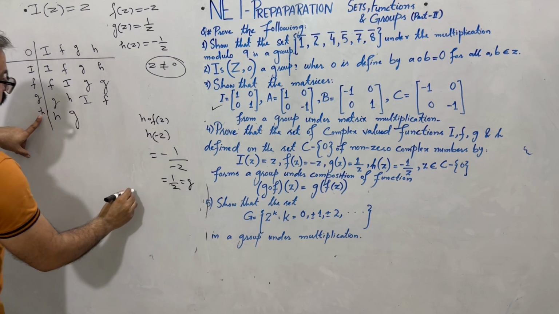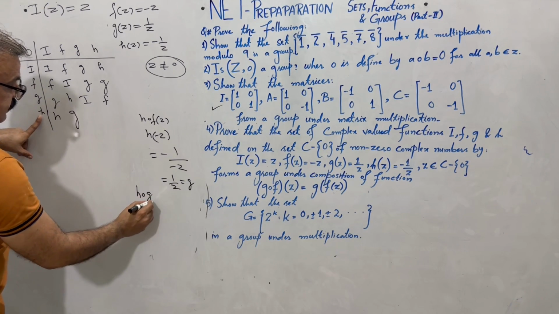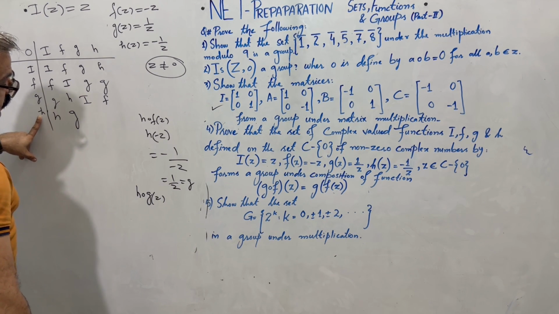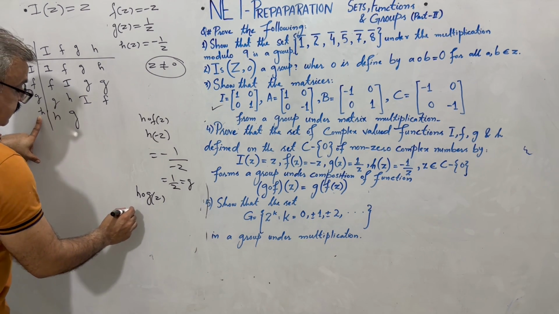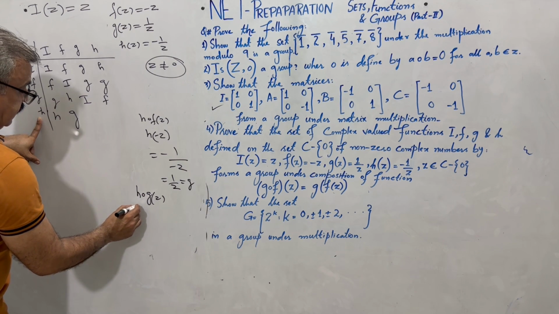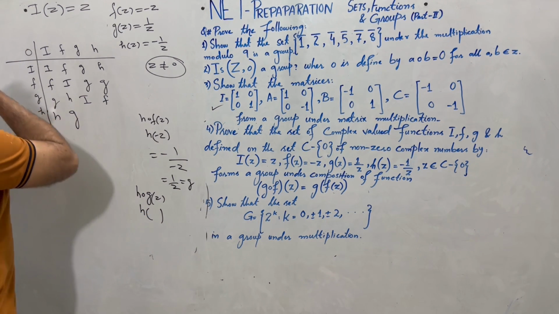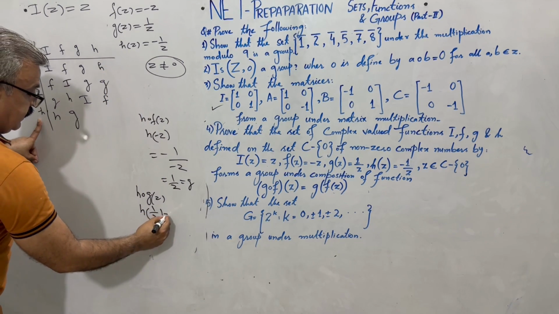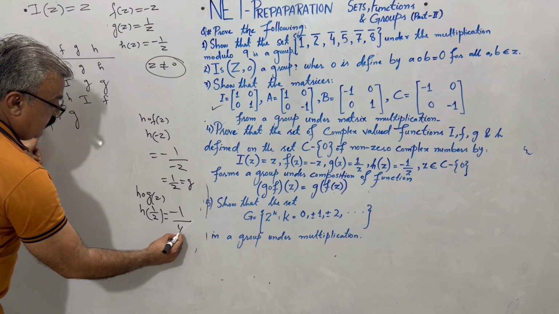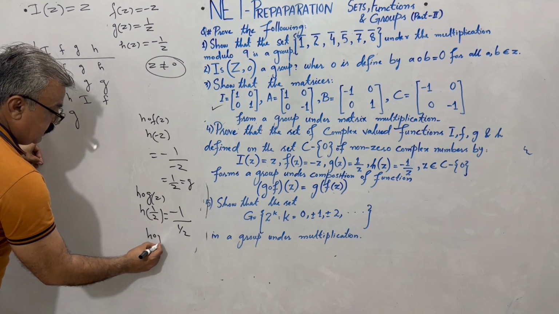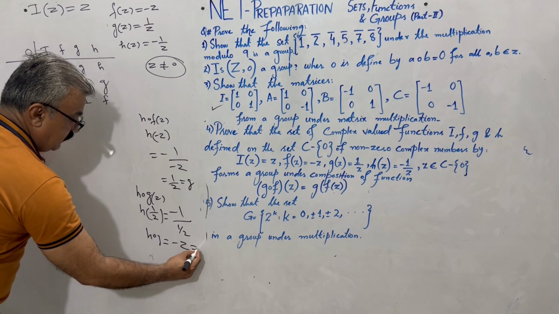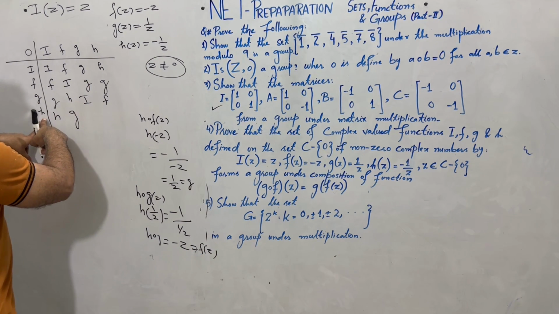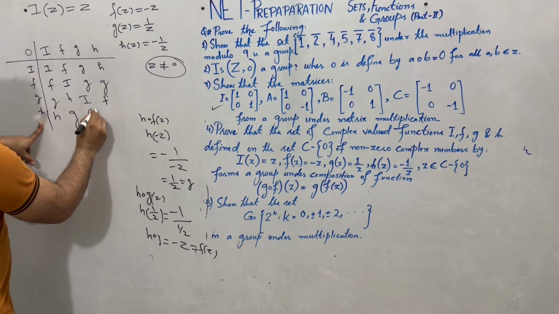Then H times G. Composition of H with G. H of G of Z is equal to how much? G of Z is 1 over Z. Then H gives negative 1 over Z. H composed with G will result in minus Z, which is equal to F of Z in return. So H times G is equal to F.